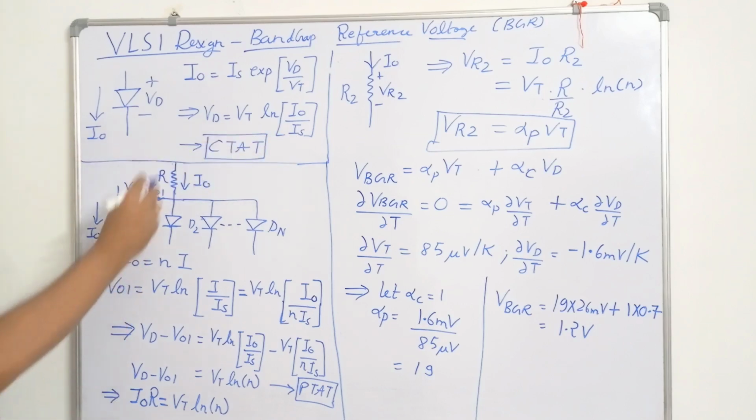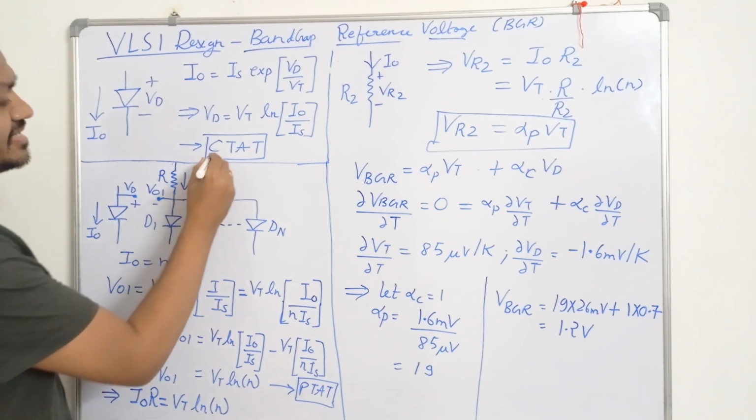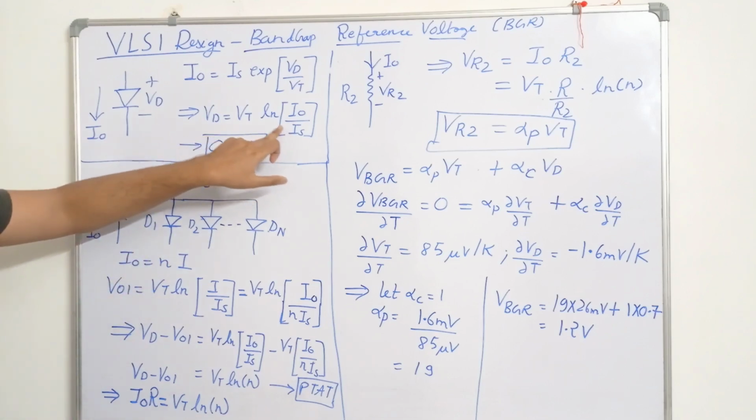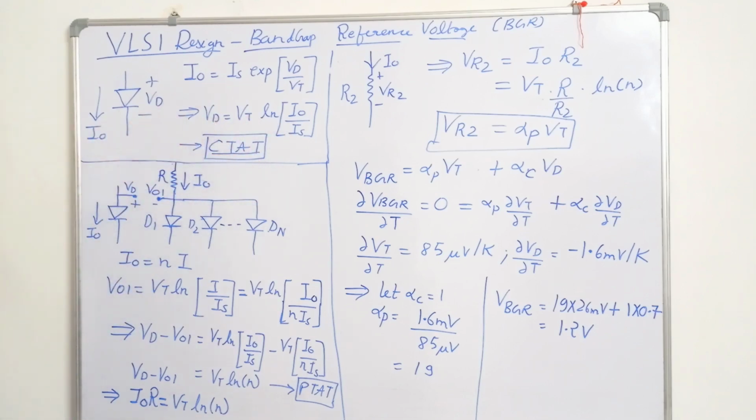So we can say that the diode has a negative temperature coefficient for voltage, and the terminology for that device is CTET. As the temperature increases, Vd will decrease.